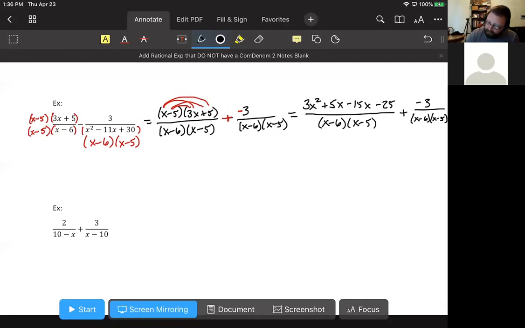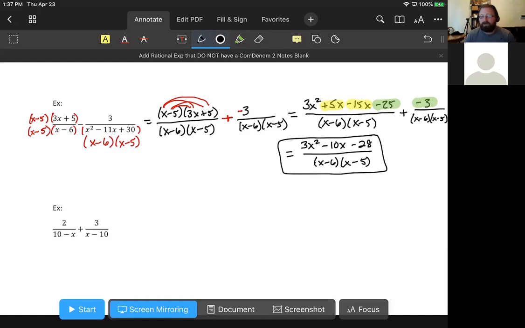We're then going to go in and combine our like terms. We've got some x's there that need to be added, and we have some numbers there that need to be added. So that would give us 3x squared minus 10x minus 28 over x minus 6 times x minus 5. Once again, we check to see if that reduces, which it does not. So that would be our final answer.